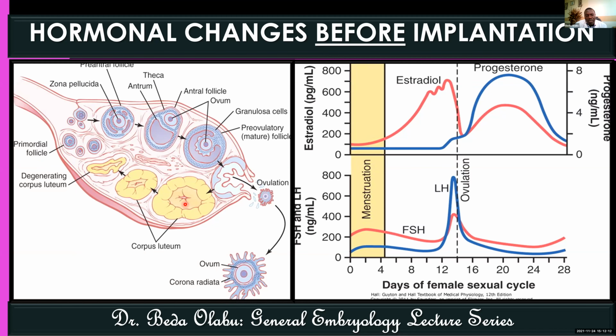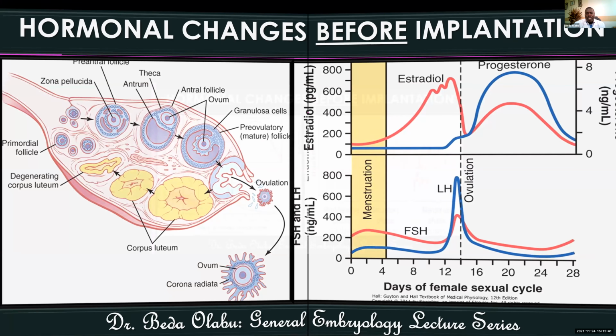But the corpus luteum does not last forever. The corpus luteum lasts for only 11 to 14 days. Let's call it 2 weeks. Because the corpus luteum is going to involute, the levels of progesterone are going to go down, as well as the levels of estrogen. That has implications on the uterus. Let's see how.